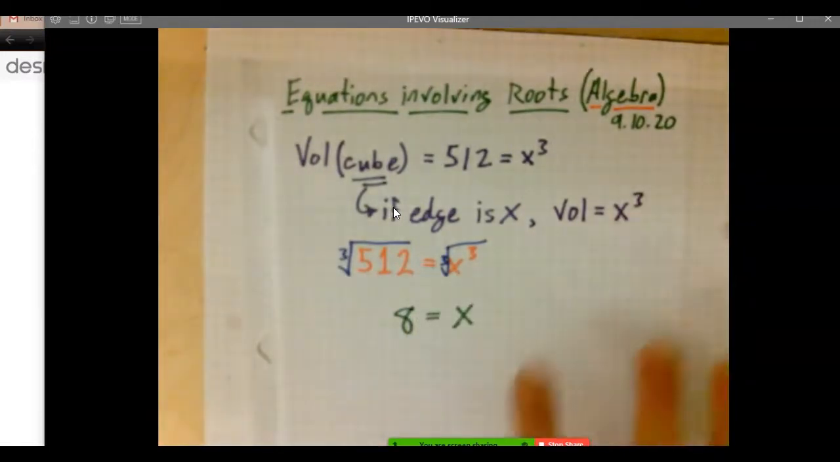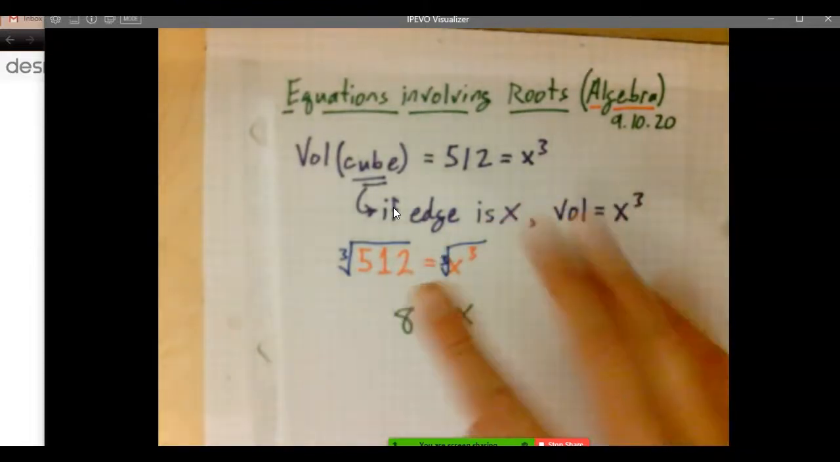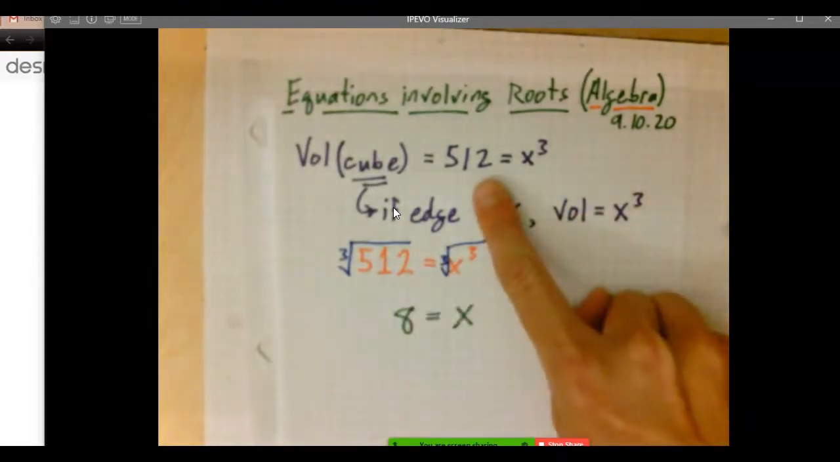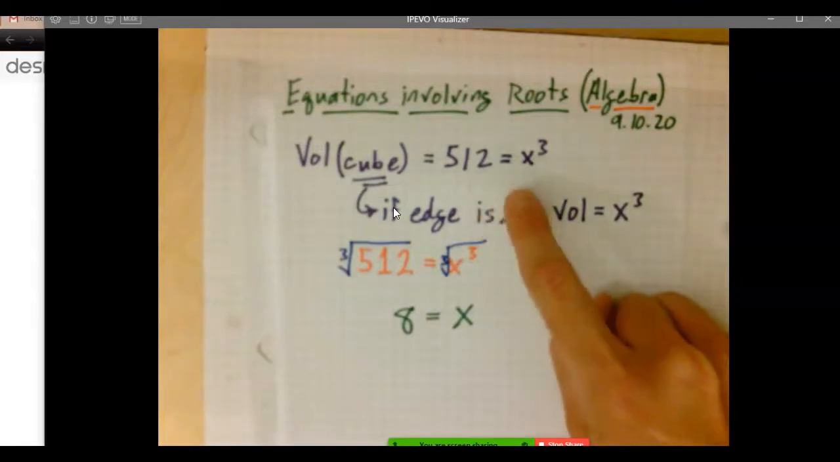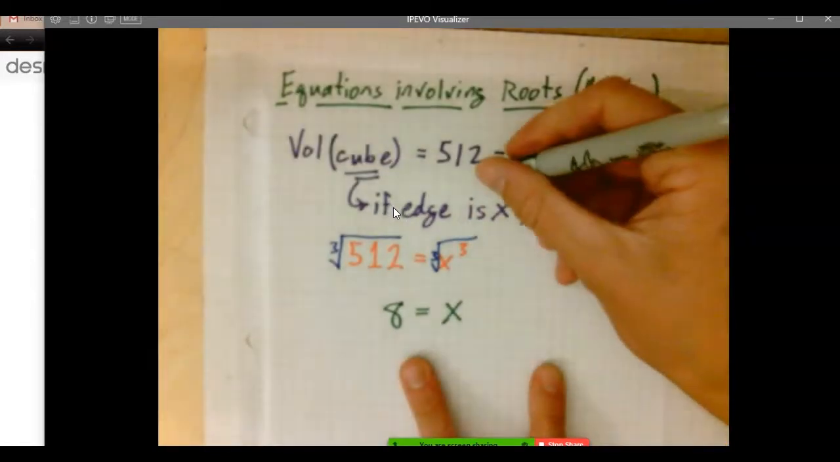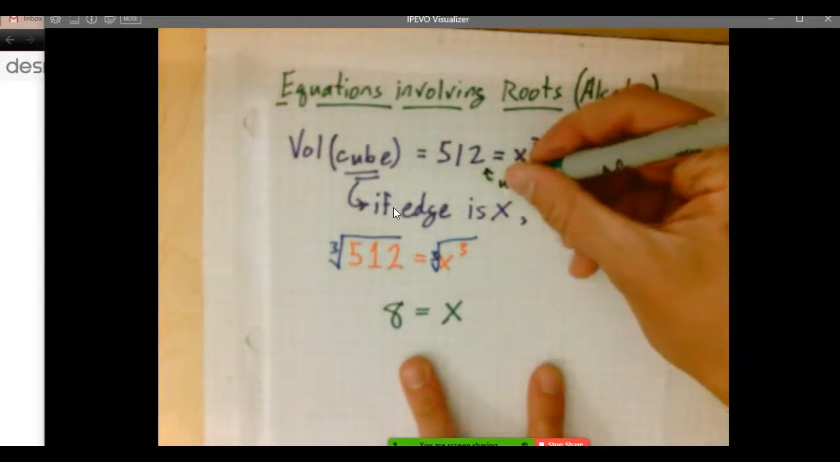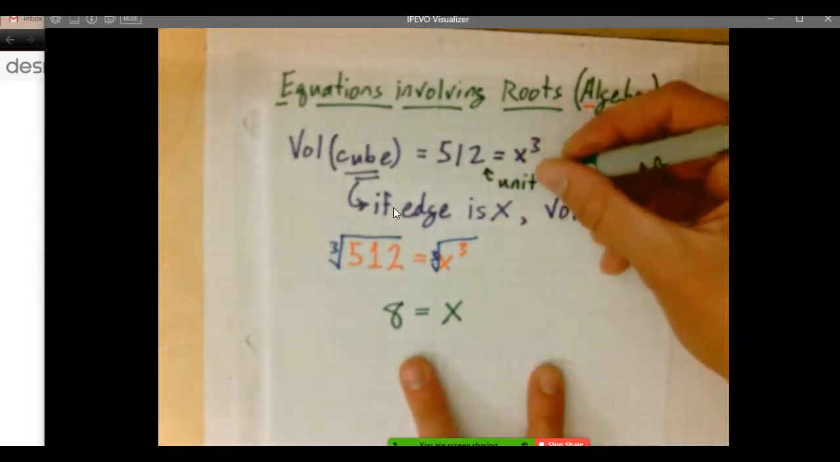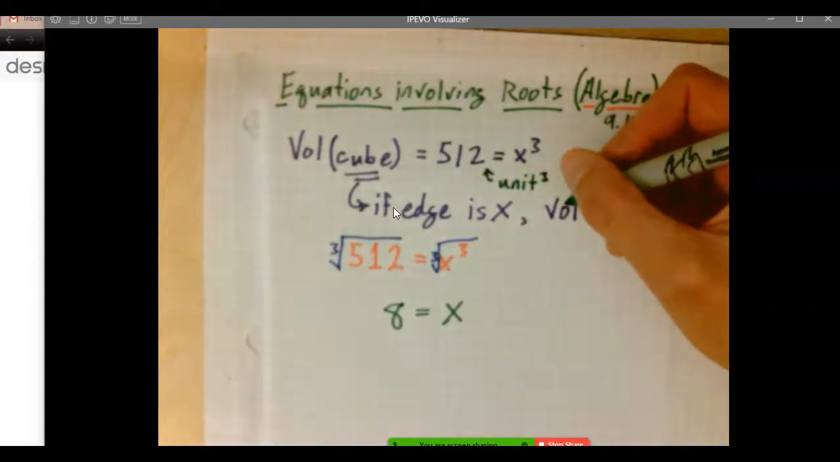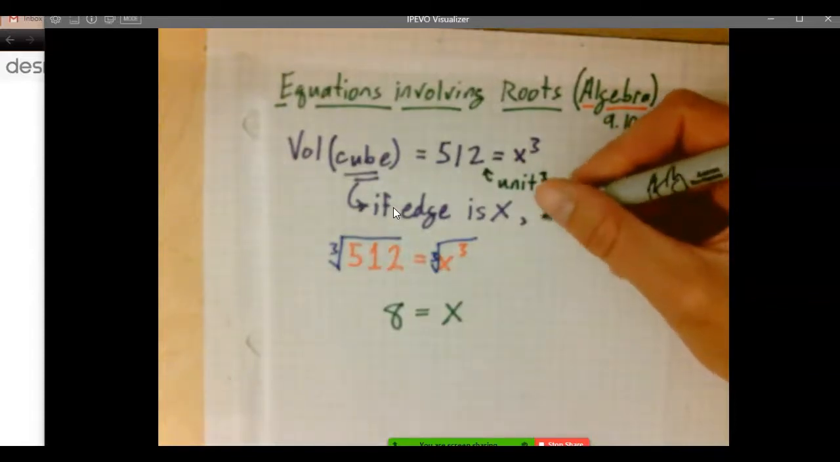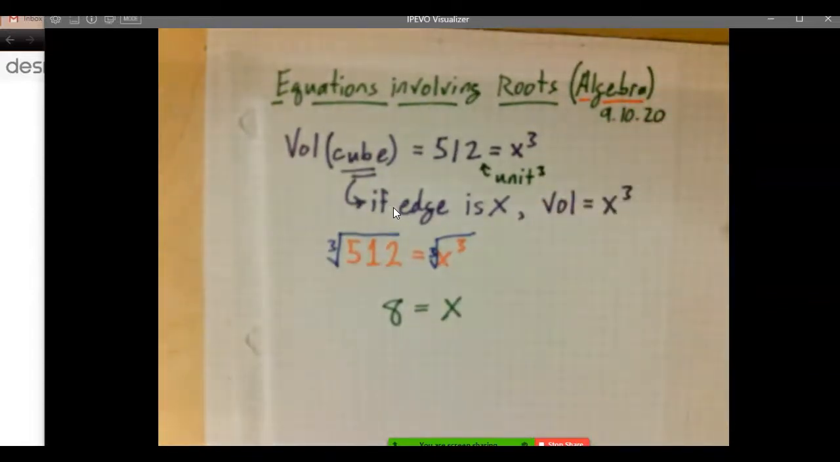And of course, I'm missing some labels here. My volume should have had a label of units cubed, because volume labels get units cubed. So if you want to make the note, this should have had a label of units cubed. A unit would be like centimeter or inches or miles or something like that.